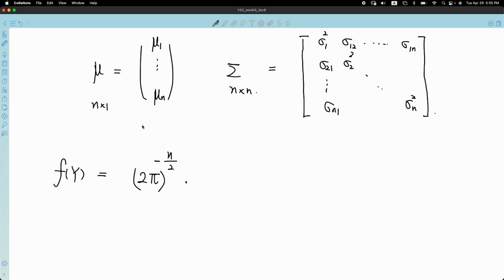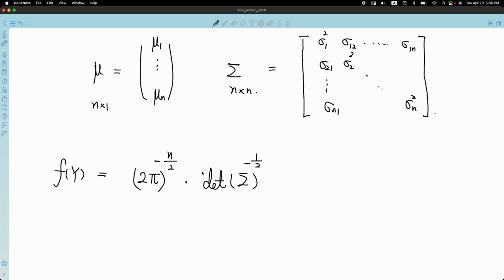You also see a 2 multiplied by pi in the denominator in the univariate case. The next term here is called the determinant of sigma, or the covariance matrix. Sigma is the n by n matrix, and the determinant will return a scalar. For this one, you need to raise the power of negative 1 over 2.